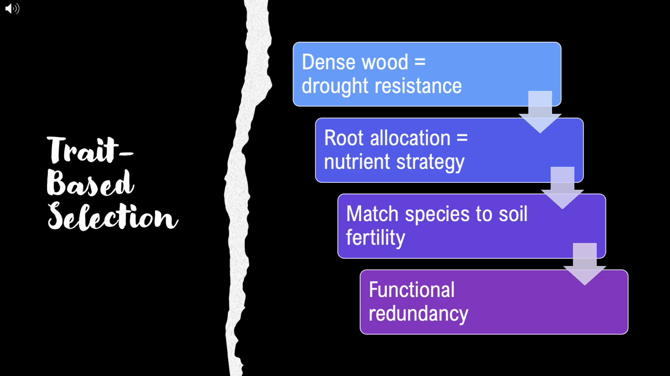And finally, functional redundancy. Building redundancy into your palette, multiple species that fill the same functional role, means that if one species fails due to pest, disease, or unusual climate, the function is still covered by another. Resilience through redundancy.